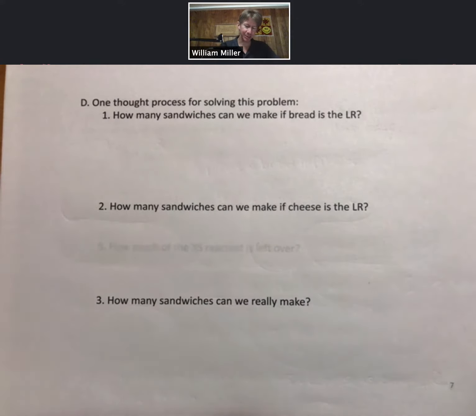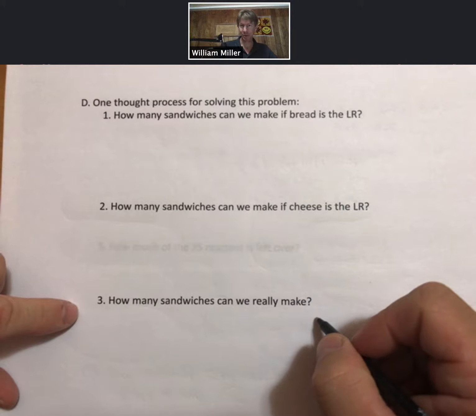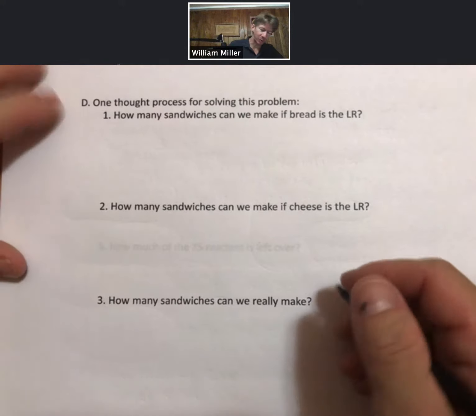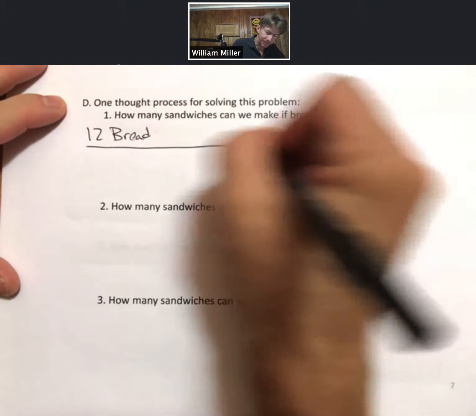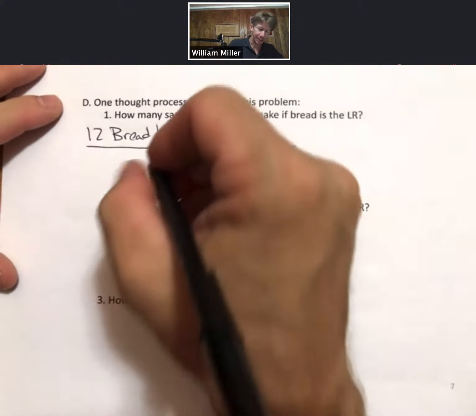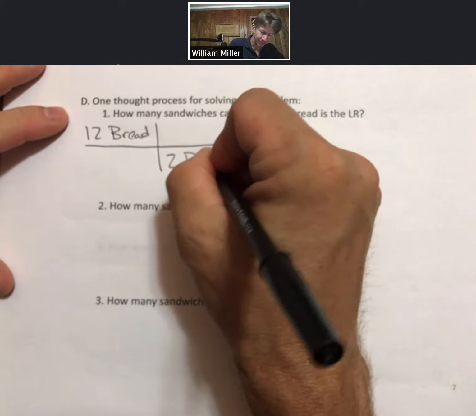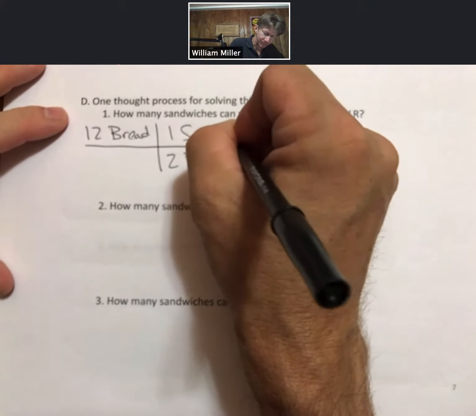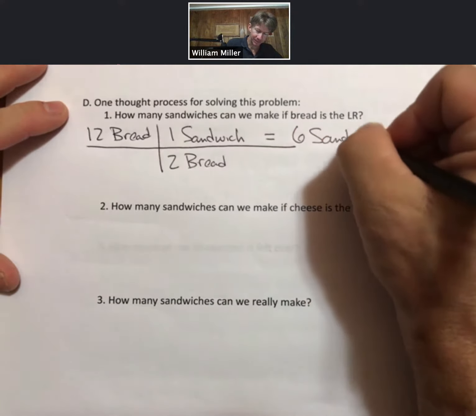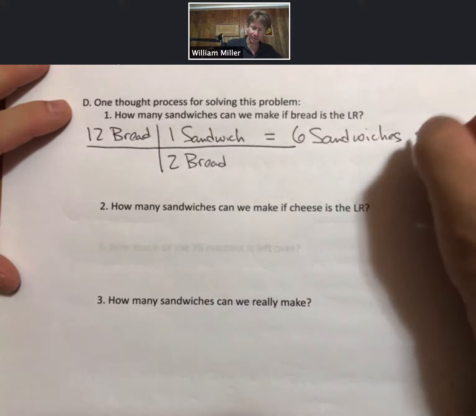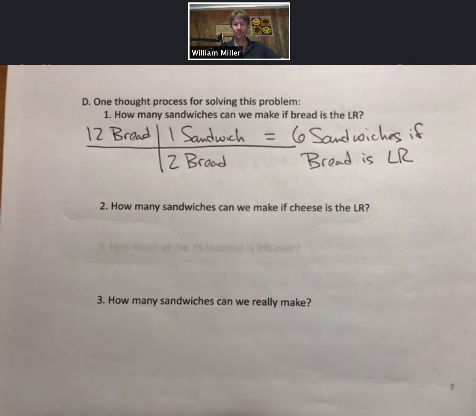It says, how many sandwiches can we make if bread is the limiting reactant? And then we're going to ask the same question for cheese, and then we're going to ask how many sandwiches can we really make? So if bread is the limiting reactant, and we know we have 12 bread, and we know that in one sandwich there are 2 bread, then we can make 6 sandwiches if bread is the limiting reactant. And that means we have plenty of cheese, which clearly we don't.